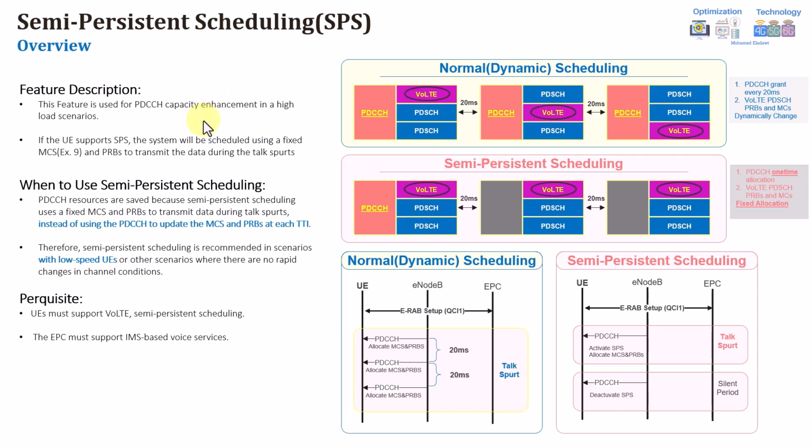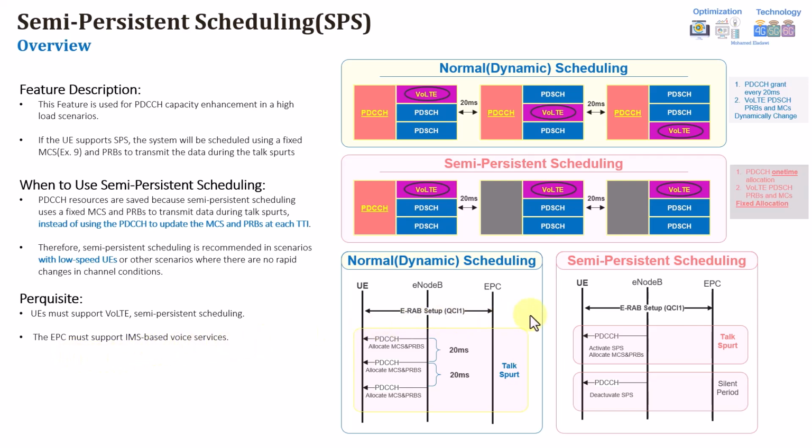And in general, there are some prerequisites for this feature. For sure, the user is supposed to support VoLTE, plus the user must support the feature itself, which is called semi-persistent scheduling. And in the next slide, I will explain how you can get the information whether the user is supporting the feature or not. And for sure, the EPC or the core network is supposed to support IMS based voice services.